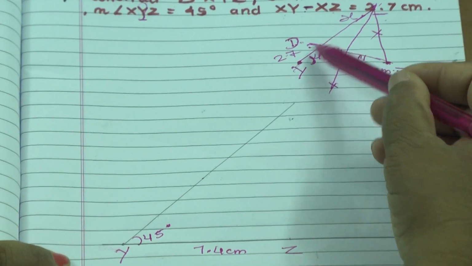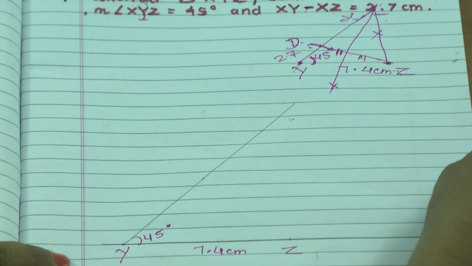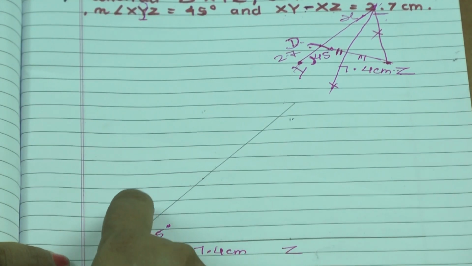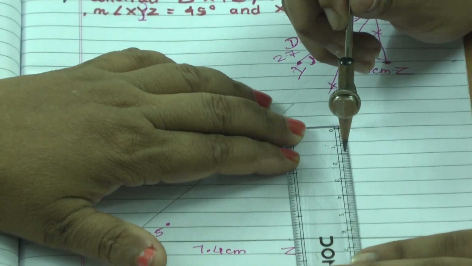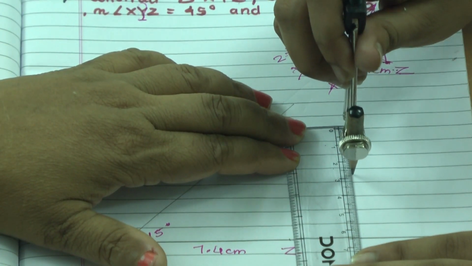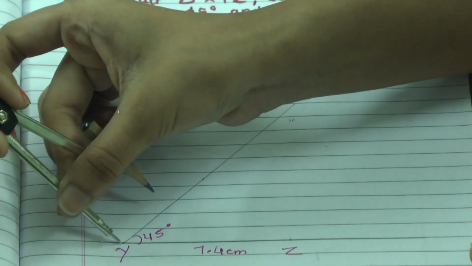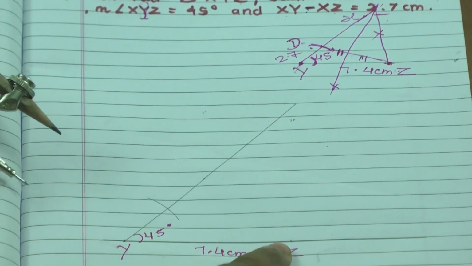Now as for the rough figure, it is 2.7, our point D. So let us take 2.7 and keep your pointer here at Y and give an arc. See children, it is 2.7. Yes, keep at Y, give an arc. Now join this point and Z.